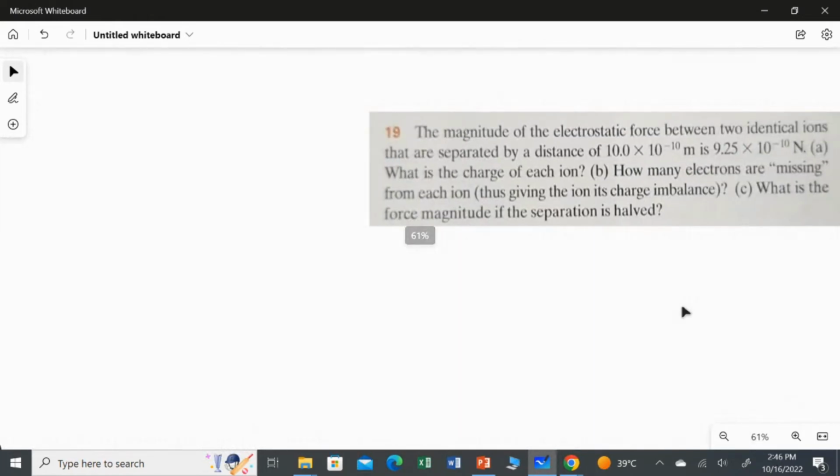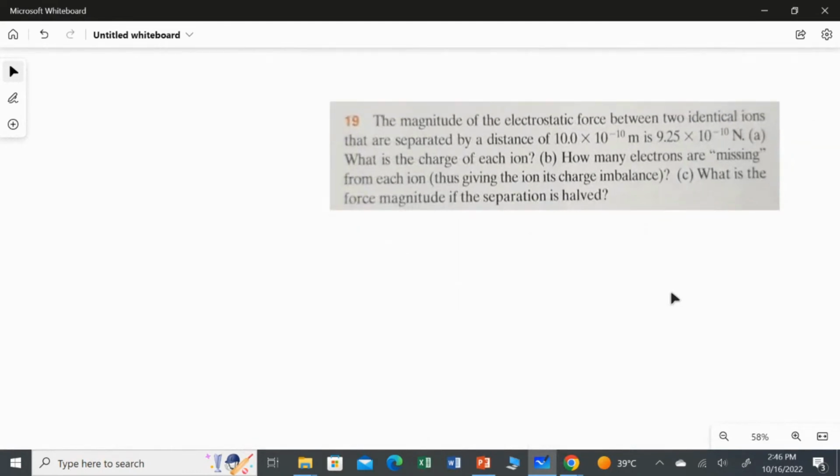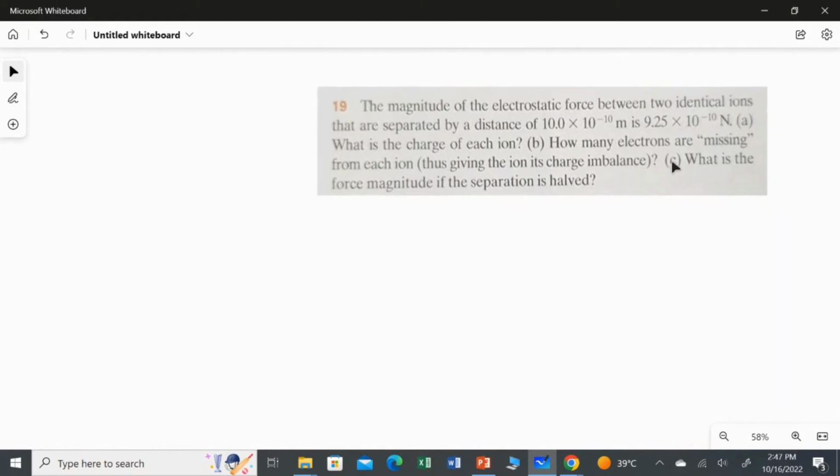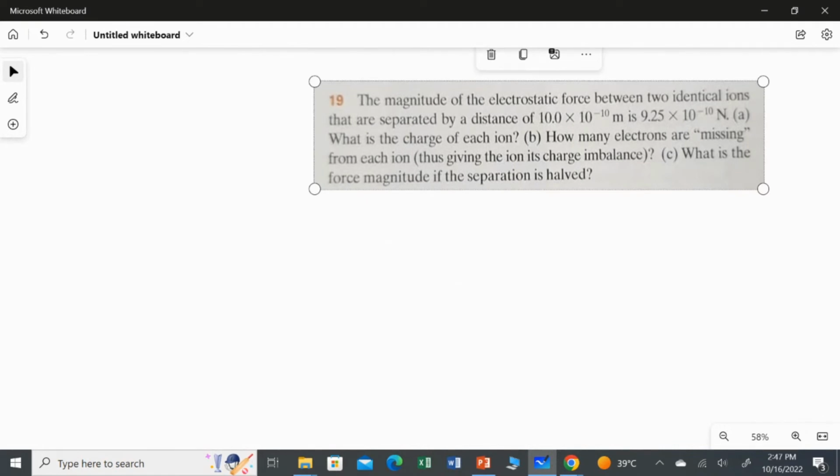So what is given in the third question? The magnitude of the electrostatic force between two identical ions that are separated by a distance 10 to the power of minus 10 meter is 9.25 multiplied by 10 to the power of minus 10. That means you have two identical ions, so the two ions have the same charge value. So better I'm just taking Q1, which is equal to Q2, which is equal to Q, because they mentioned two identical ions.